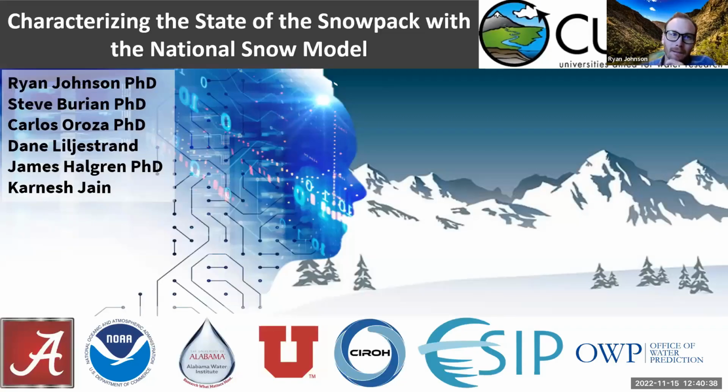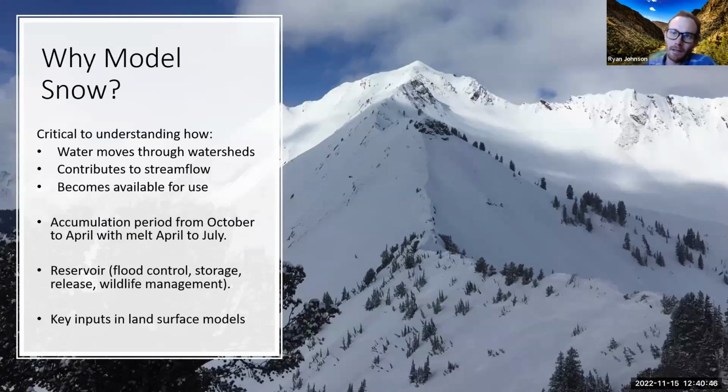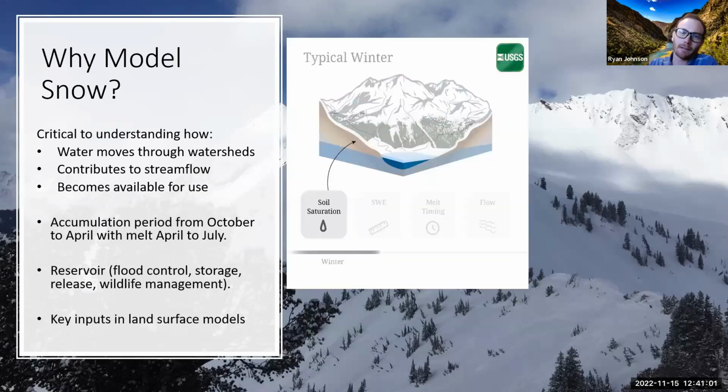All right. Okay, yeah, my name is Ryan Johnson, and today my talk is on characterizing the state of the snowpack with the National Snow Model. So why model snow? Seasonal mountain snowpack is a critical water resource throughout the Western US. And it acts as a natural reservoir by storing precipitation throughout the winter months and then releasing it as snowmelt during the spring and summer.